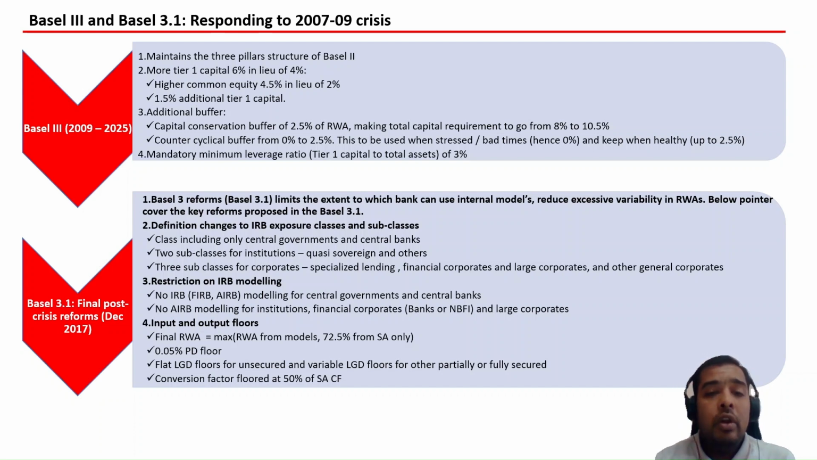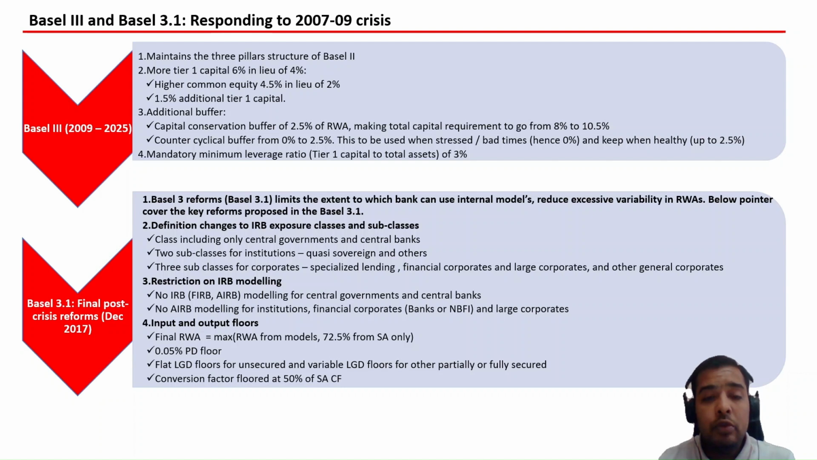In Basel 3.1, the Basel Committee found that there is excessive variability in RWA, so to reduce the variability, certain changes were defined. First, changes to the definition of IRB exposure classes and subclasses were recommended, there is a restriction on IRB modeling, and an input and output floor was also defined.